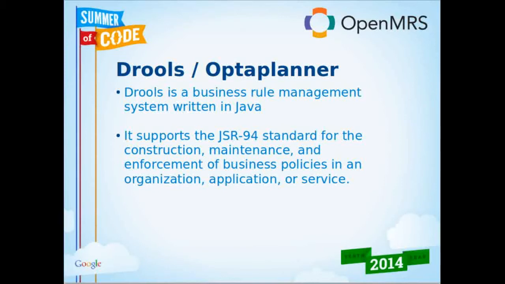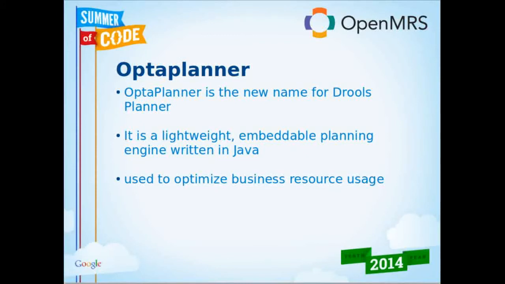What is Drools and OptiPlanner? Let's start with Drools. Drools is a business rule management system written in Java. It supports the JSR 94 standard for the construction, maintenance and enforcement of business policies in an organization, application or service. OptiPlanner is the new name for Drools Planner, which was integrated into the Drools suite and has now become a separate project. It is a lightweight, embeddable planning engine written in Java, used to optimize business resource usage.